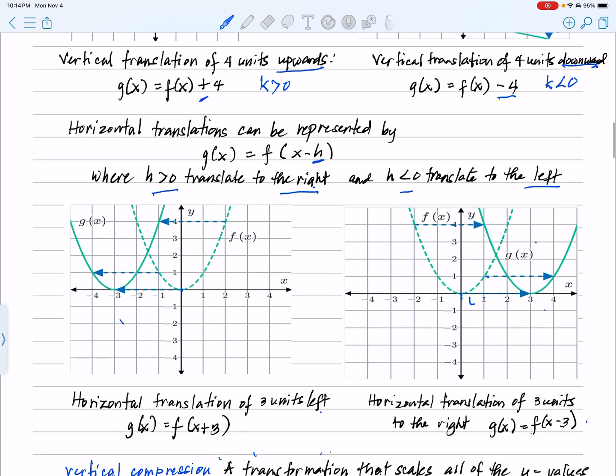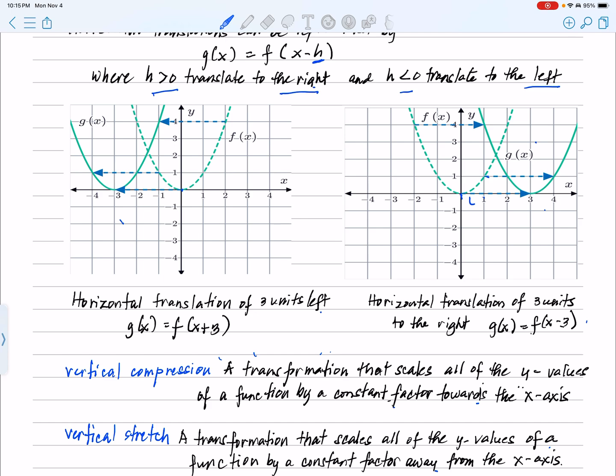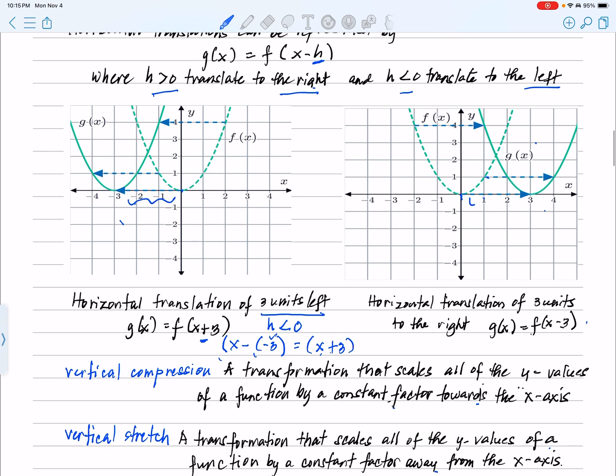In this case, we have a horizontal translation 3 units left. But you look at the symbol here, it's plus. You might think if it's plus you move to the right, or if it's minus you move to the left. It's the reverse. Because inside the parentheses, it's x minus a negative 3. That's why it has x plus 3. But actually our h there is less than 0. So you move 3 units to the left.